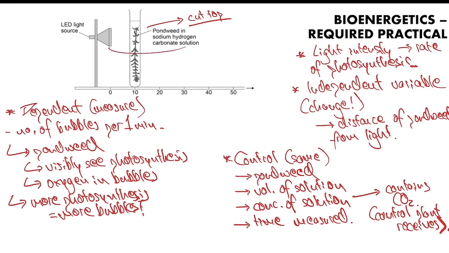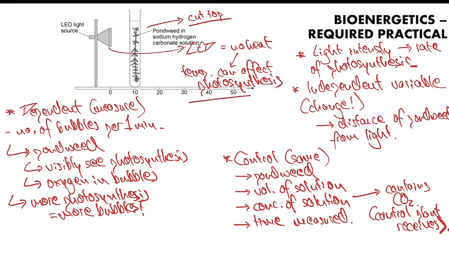The other aspect is the light source. It is best to use an LED light source because it doesn't emit heat. Because you know from previous lessons, temperature, heat, can affect photosynthesis. So it's trying to negate that potential issue. So they are your main points on the bioenergetics required practical for looking at how light intensity affects the rate of photosynthesis.